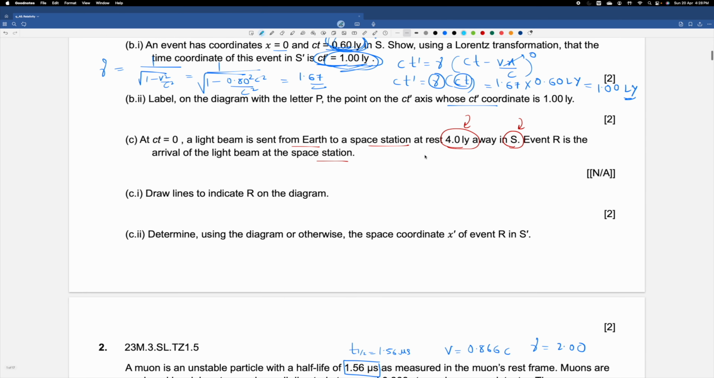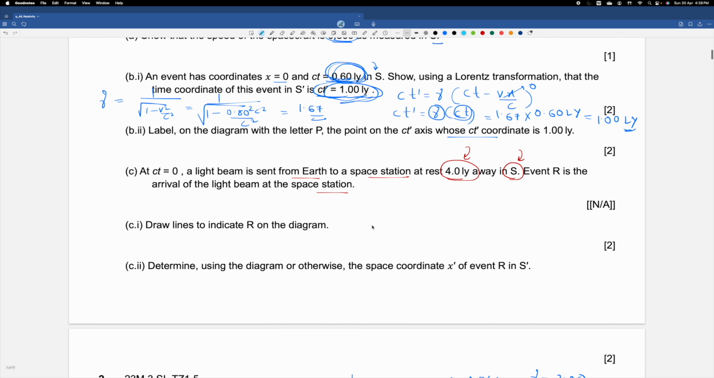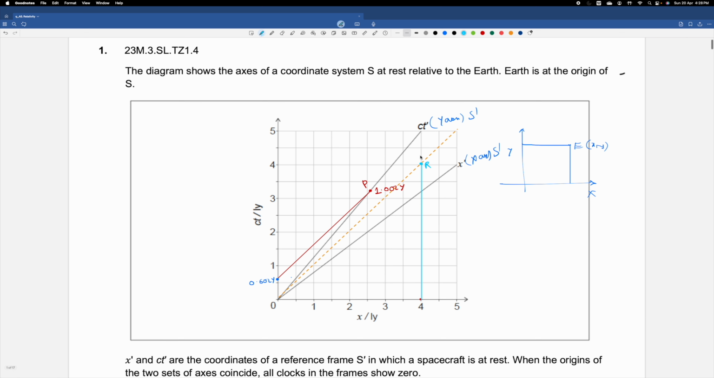Next, determine using the diagram or otherwise the space coordinate x prime of event R in S prime. So they're asking what is the coordinate of x prime? Since the coordinate of R on x is 4 light years, what is the coordinate on the x prime axis for the same event R? Since we want the coordinate on the x prime axis, I will draw a line parallel to my y-axis and see where it intersects. That's the point, and let me label it as R prime.